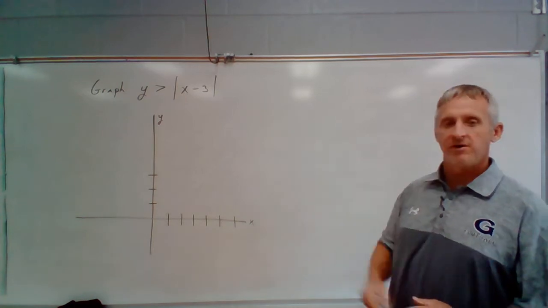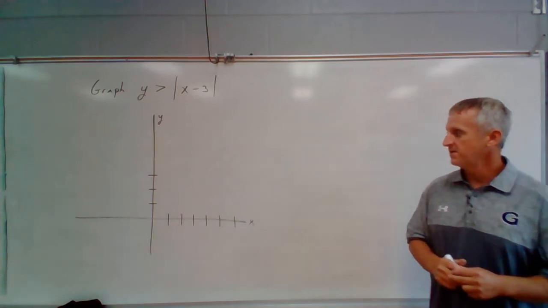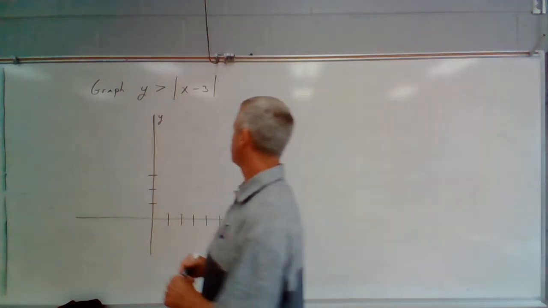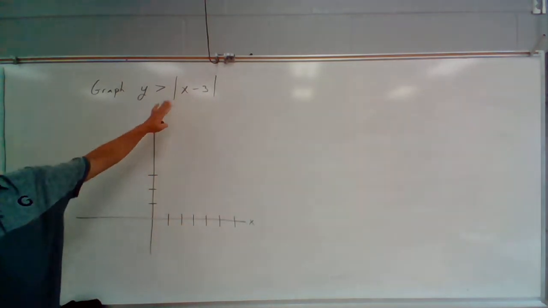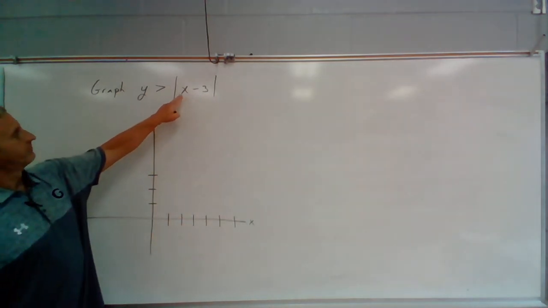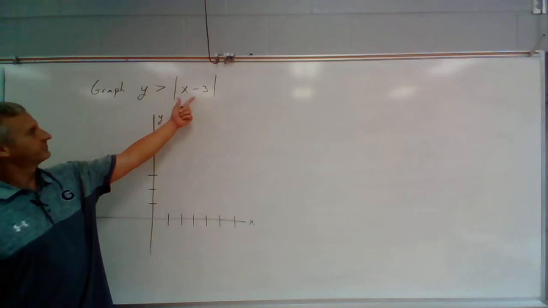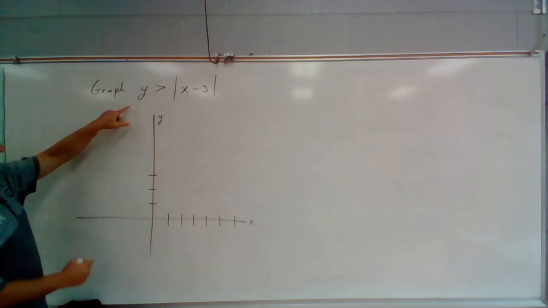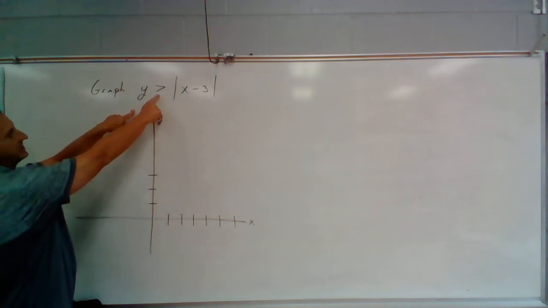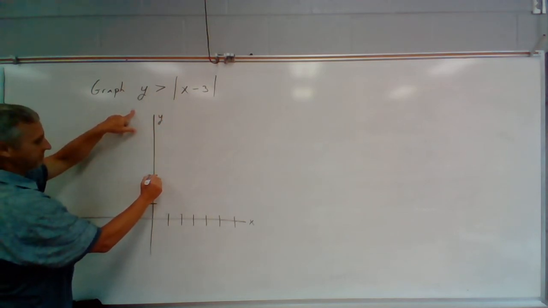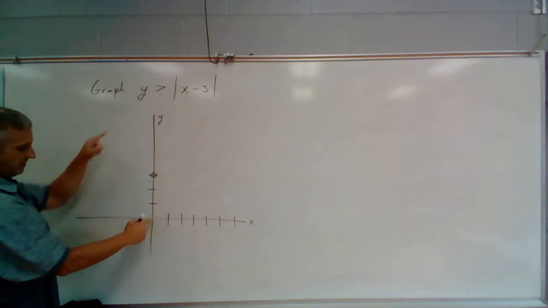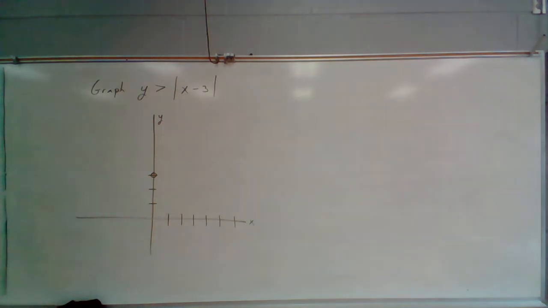All right, let's graph all the solutions to this inequality. Okay, so let's start out by plotting some points. If I plug 0 in for x, 0 minus 3 is negative 3. Absolute value of negative 3 is 3. And notice there's not an equal sign, it's strictly greater than, so I'm going to use an open circle. I plug in 0, I've got 3.